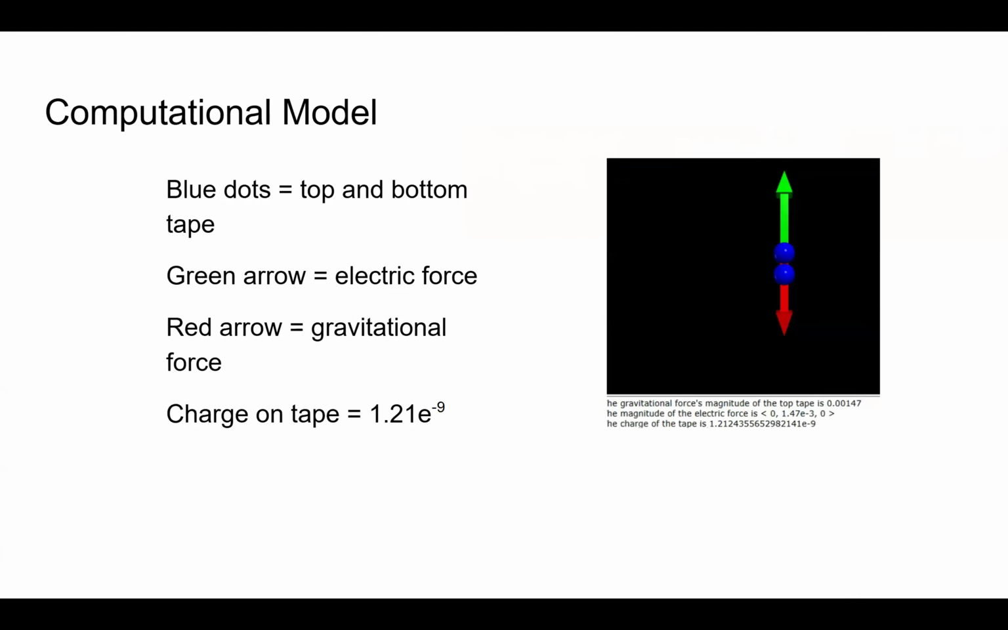Here's our first computational model, which was using point charges. The blue dots were the top and bottom tape. The green arrow is the electric force, the red arrow is the gravitational force, and the charge on the tape we found to be 1.21 times 10 to the negative 9th. This is what the computational model outputted.